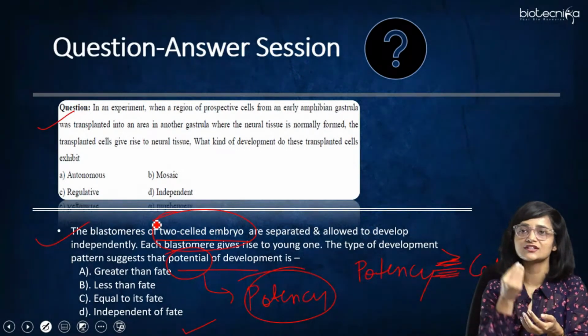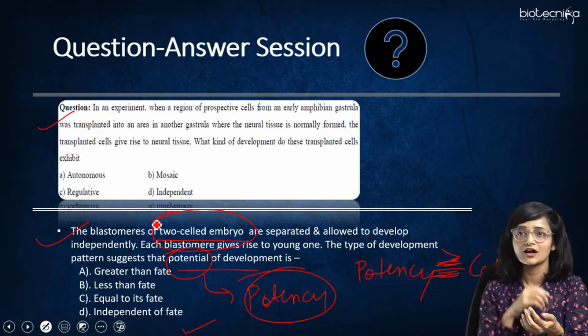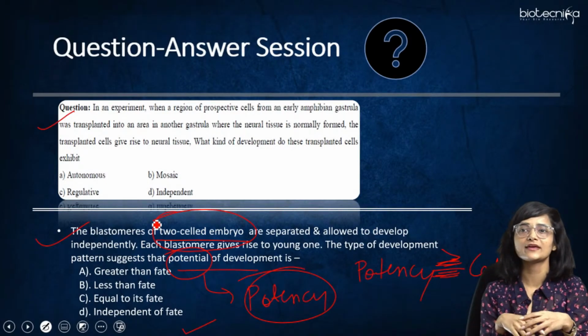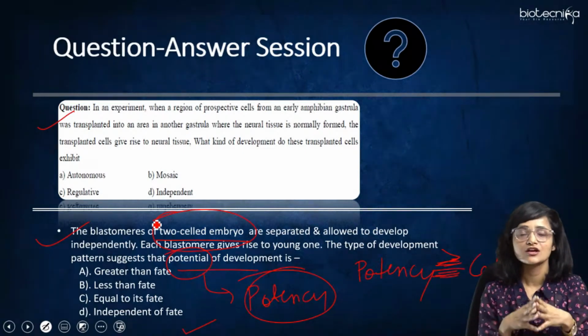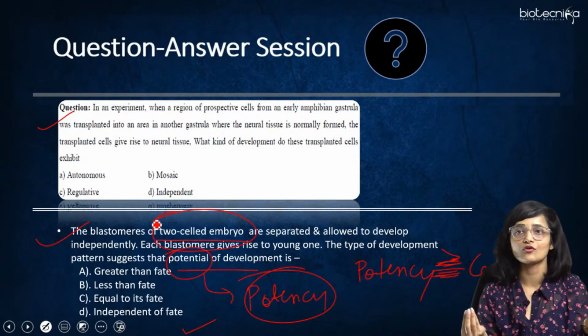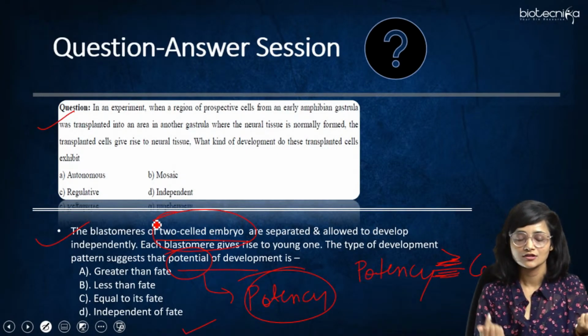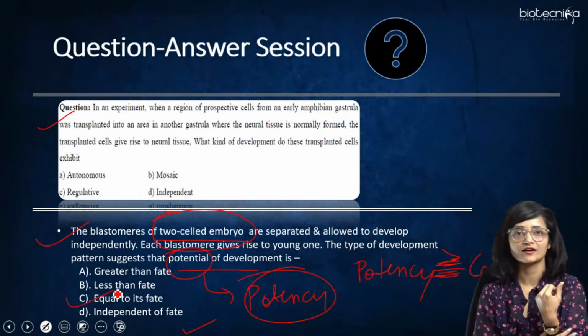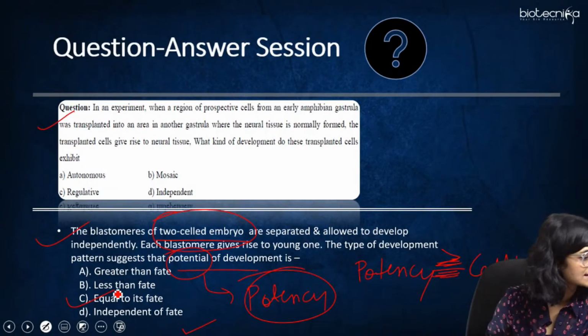At the two cell stage, the cell is in its totipotent form, right? A totipotent cell is capable of forming any type of cell, like it is capable of forming the whole organism itself. Therefore both the individual cells are capable of forming each type of cell. So their potency is the same. It would be equal to its fate, right? This would be the correct option. Option C is the correct one.